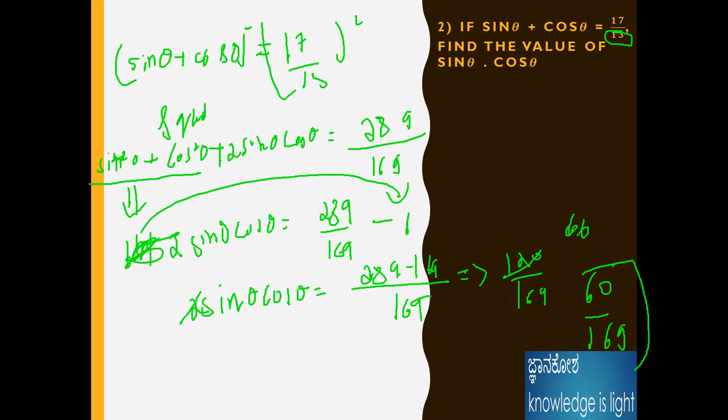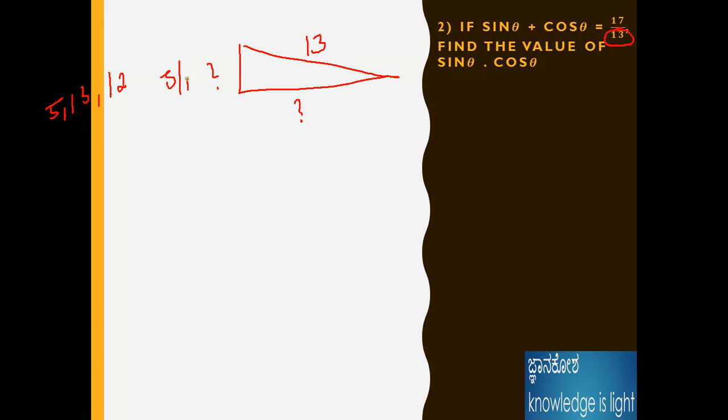This is the long method, and I am showing the shortcut method as well. We already know the triplet, which I highlighted at the initial level. See friends, here 13 is the hypotenuse, so the triplet should be 5, 13, 12. We already know that. Hypotenuse should be the largest one, this is 13. Here I don't know where it is coming, either 5 or 12 is coming, or 12 or 5 is coming.